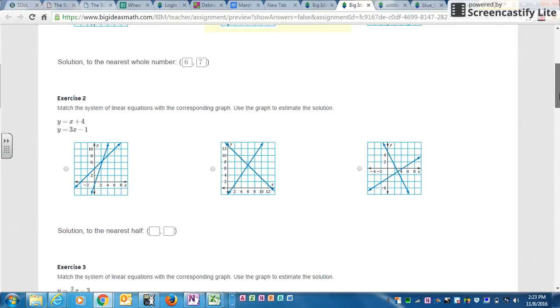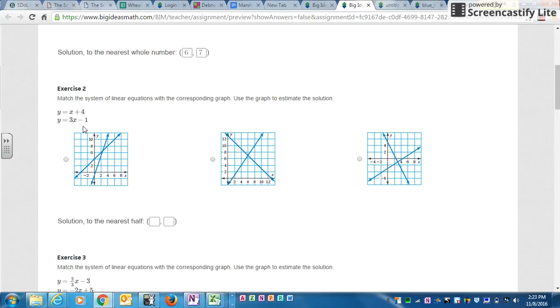Exercise 2, you're going to do the same method. Look for the slope and the y-intercept to help you discover. Now right away I notice that this is a positive slope and this is a positive slope. And this is a negative line here, this is a negative slope here. So the only one of these three options that has a positive slope for both lines is this one and this one. This is plus 4, so this must be the x plus 4. And this one is at negative 1, so this must be 3x minus 1. And it has the steeper slope.